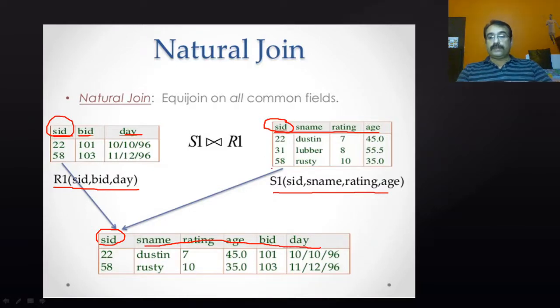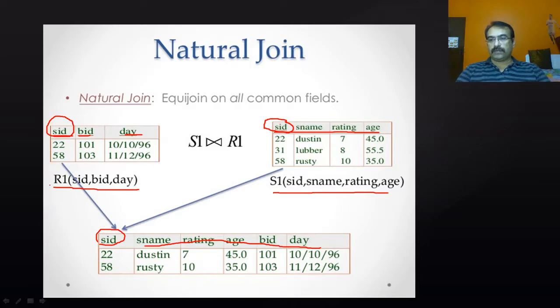Now what will be in the tuples' domains, we are clear. The common attribute will be appearing only once, and the tuples which share the same value for that common attribute, only those tuples will be presented in the output.